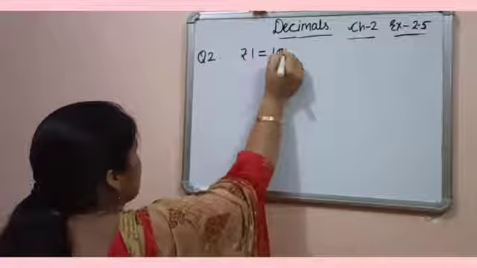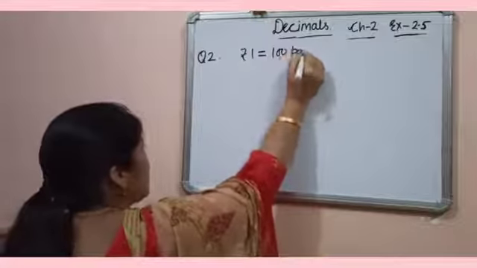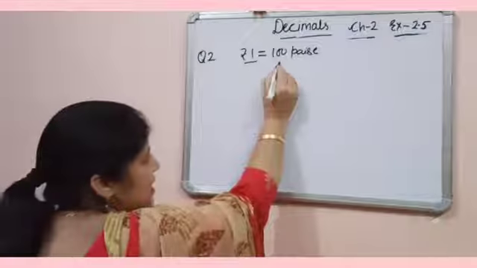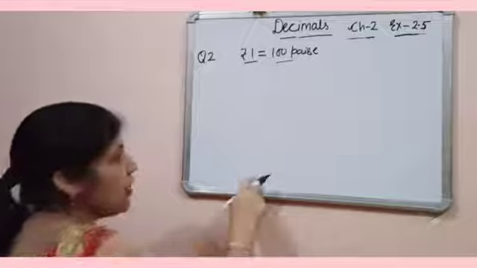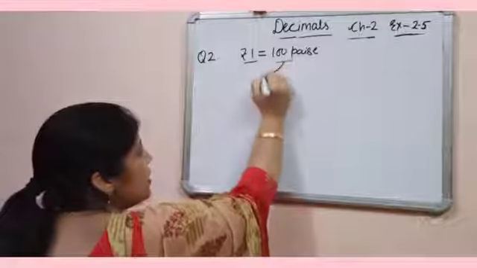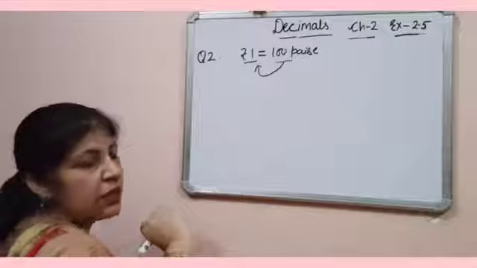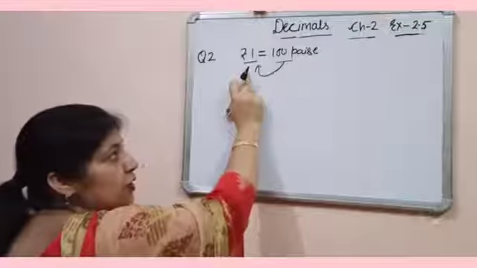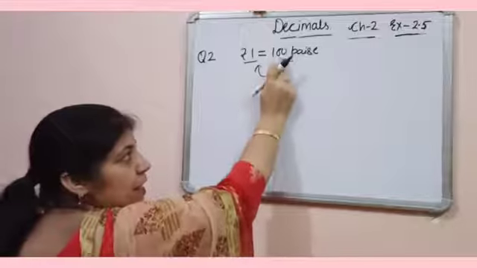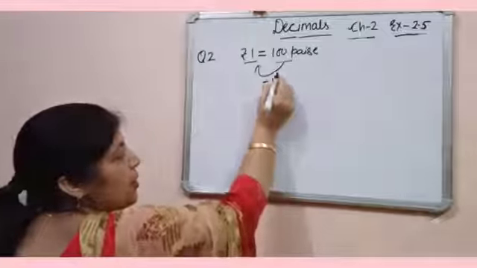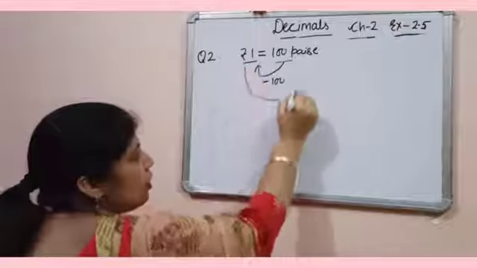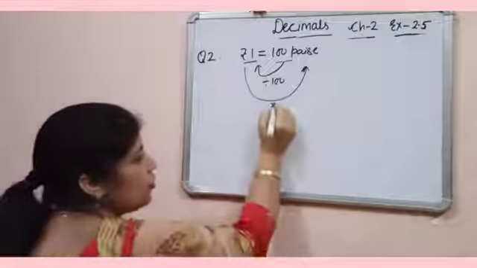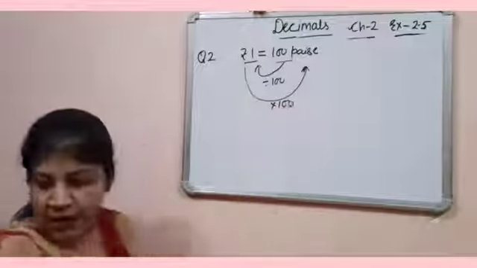1 rupee is equal to 100 paisa. Now you know rupee is the bigger unit and paisa is the smaller unit. When you convert paisa into rupees, you are converting into a bigger unit, so you have to divide by 100. But when you convert rupees into paisa, meaning a smaller unit, you have to multiply.